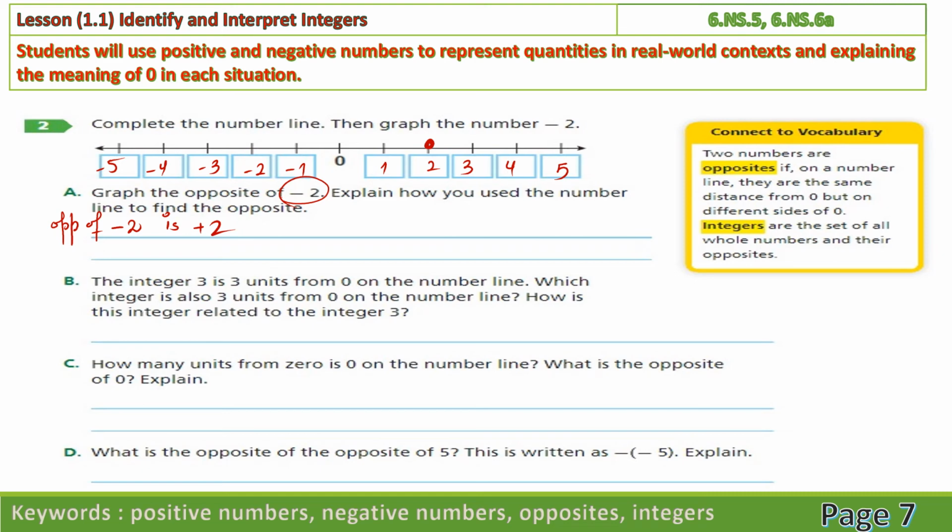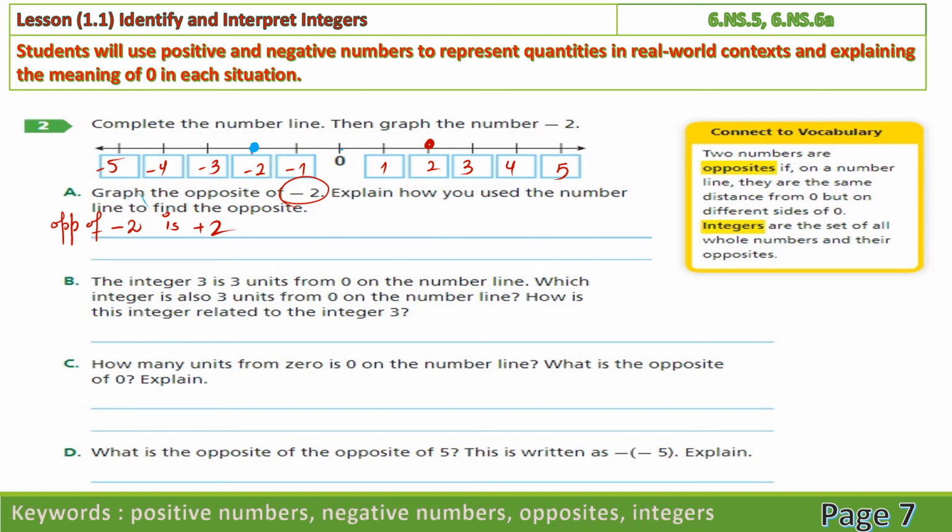Explain how you use the number line to find the opposite. So look at this, okay? So where is -2? -2 is this thing, right? So the distance from the 0 to the 2 on the left side will be expressed by -2. But the same distance you can see on the right side will be expressed by +2.